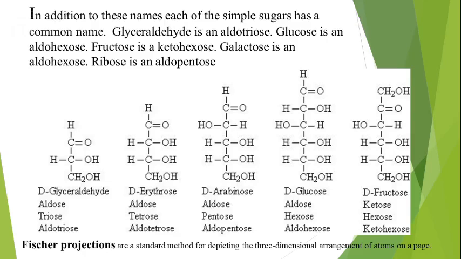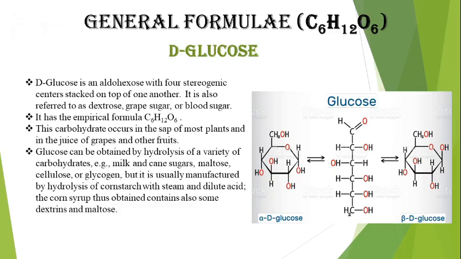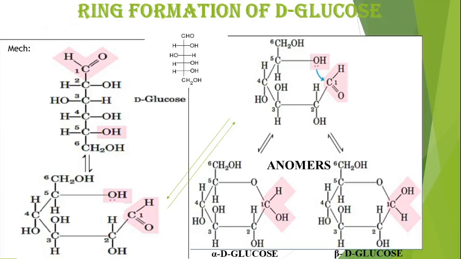Simple sugars have common names and can be classified as aldoses or ketoses, depicted using Fischer projections. D-glucose is an aldose with 4 stereogenic centers, commonly found in various foods and used in the production of syrups. The ring formation of D-glucose involves the creation of alpha and beta anomers through cyclization.